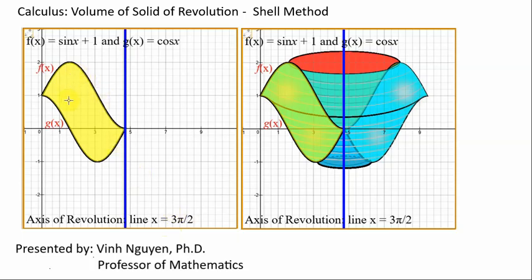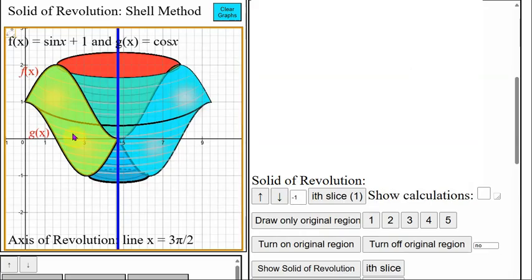So I'm going to take this yellow region and revolve it about the line x equal to 3 pi over 2. And this is what the solid of revolution looks like. So I want the volume of the solid of revolution. And here's the yellow region in the solid of revolution again, and here's the axis of revolution.